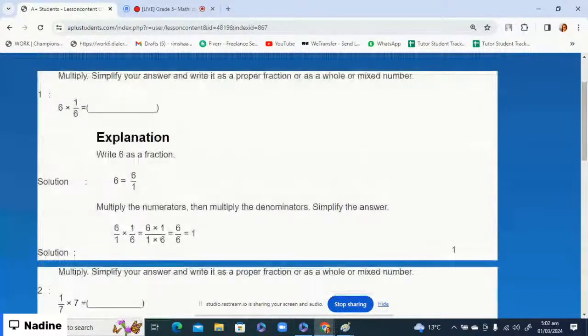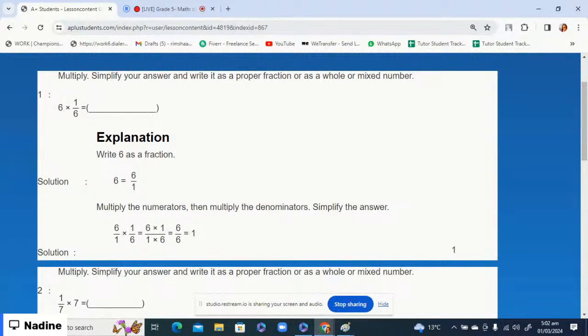Multiply, simplify your answer and write it as a proper fraction or as a whole or a mixed number. Okay, we just write it as a whole number or a mixed number or a proper or improper fraction. Let's get started. This is 6 times 1 over 6.